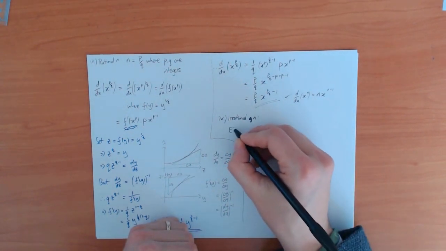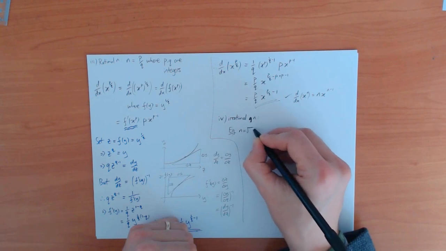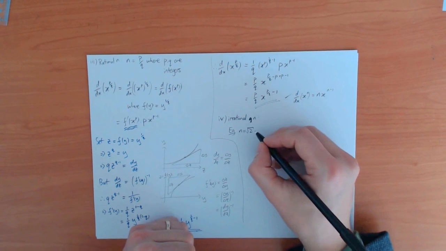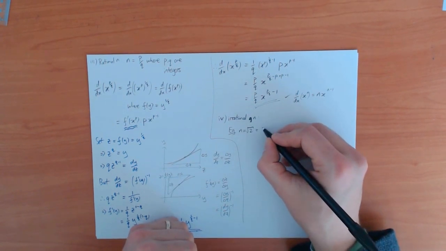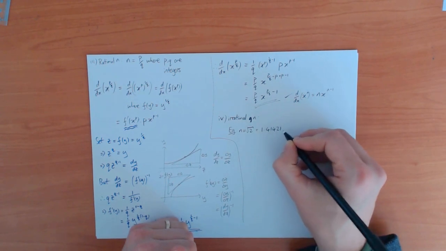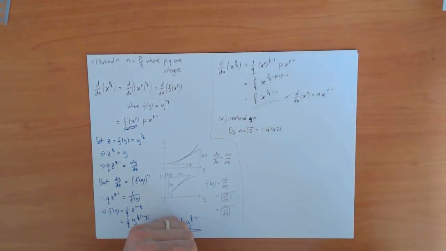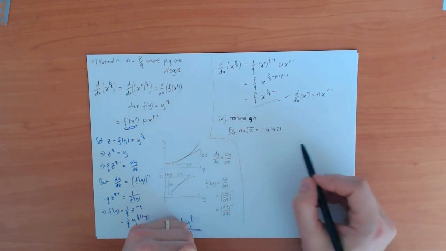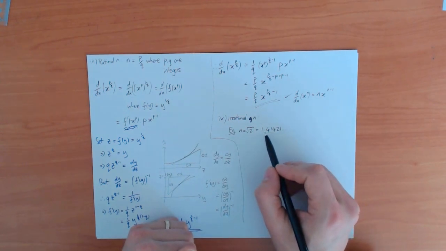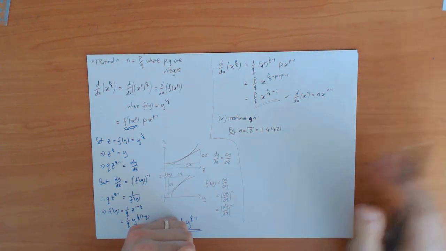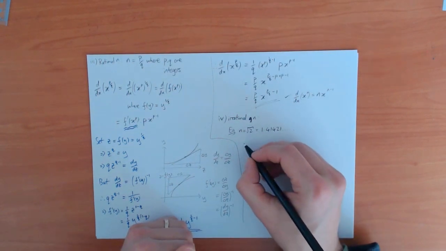So for example, if I take n equal to the square root of 2, this is defined as the limit of this sequence, 1.4, 1.41, 1.414, 1.4142, and so on. So you define the irrational number square root of 2 as the limit of this decimal expansion as the number of digits goes to infinity.